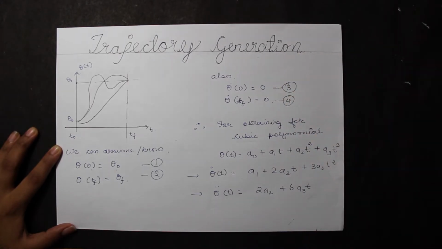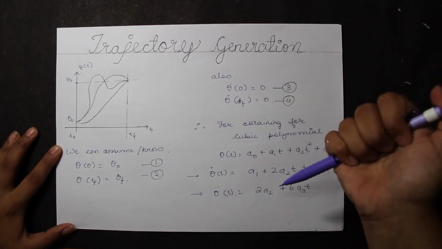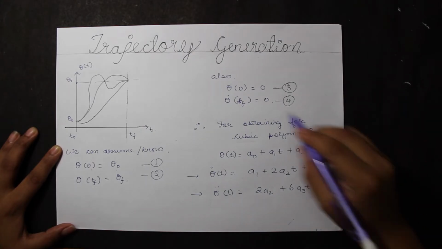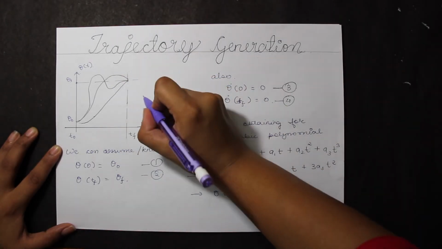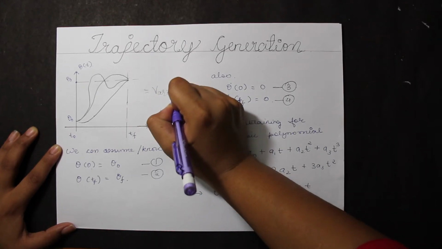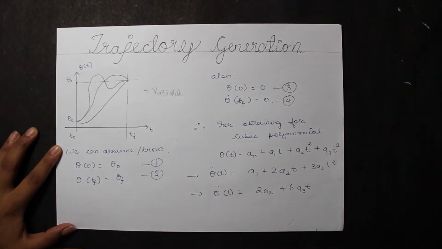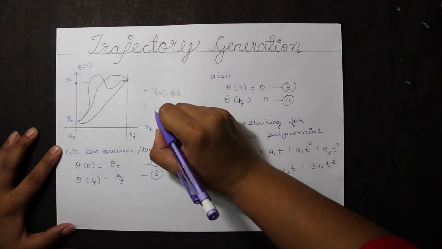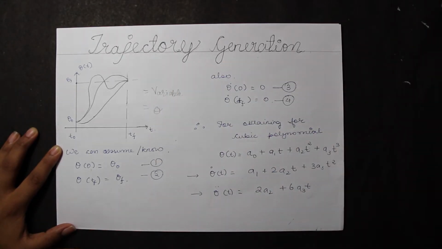Now what is trajectory generation? It's basically defining the trajectory of a robot with respect to a variable. That is, here we are taking the joint space scheme. That is, we'll be defining the trajectory with respect to the joint angles. Something very similar to the inverse kinematics.